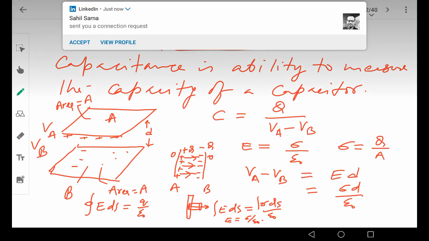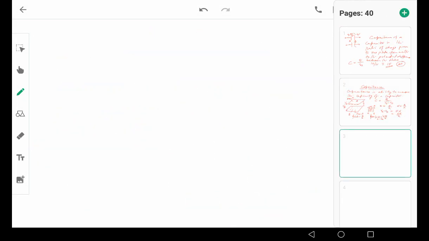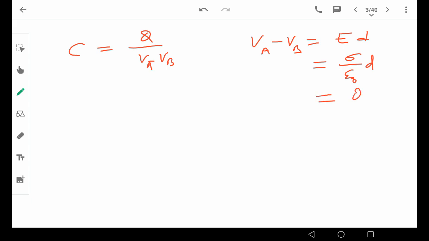Then let me go to the next page, and I can write C is equal to Q upon VA minus VB. So Q upon VA minus VB. VA minus VB is what? E into D. E is what? Sigma upon epsilon naught into D. Sigma is what? Q by A epsilon naught, times D.